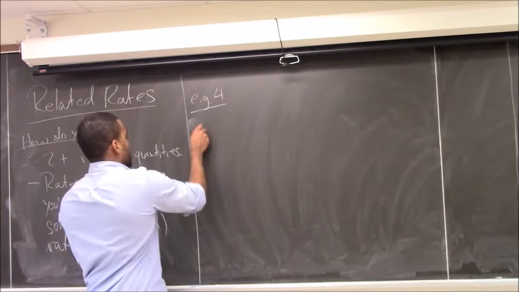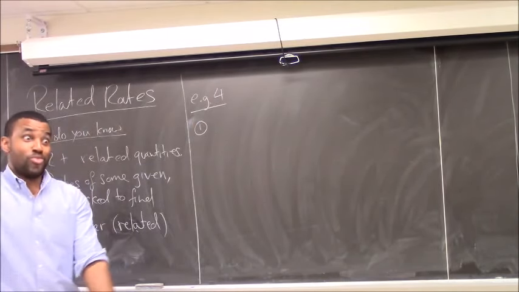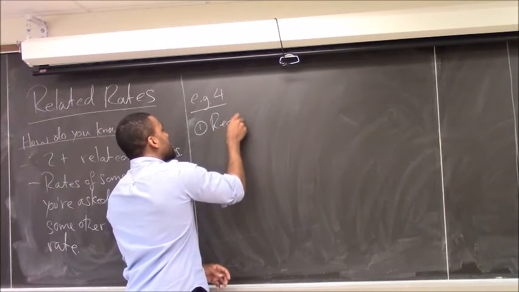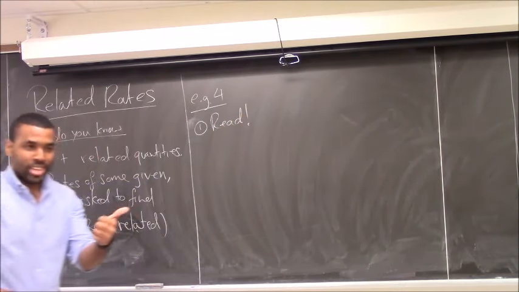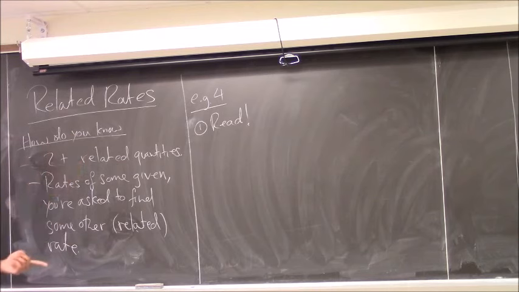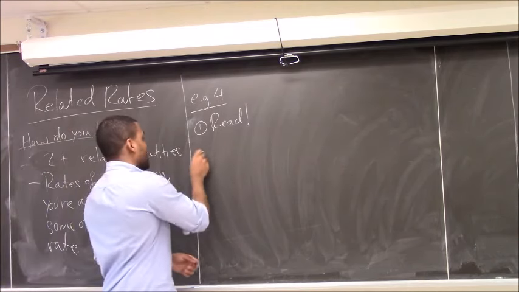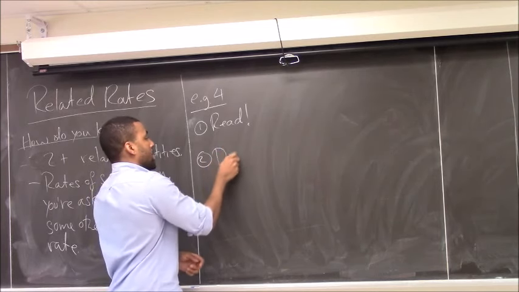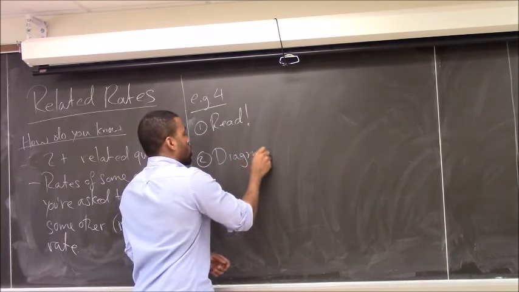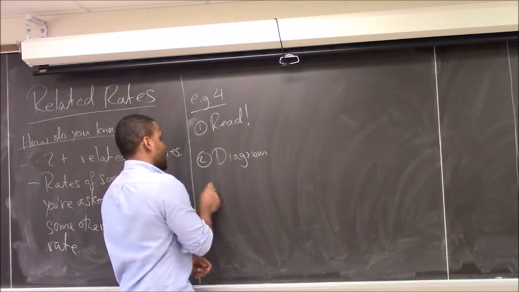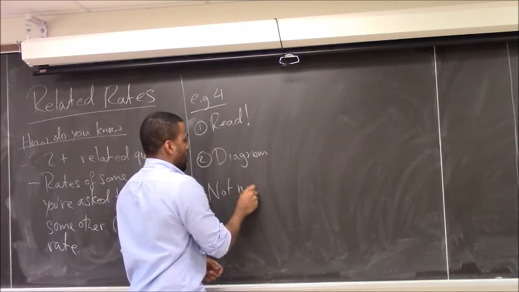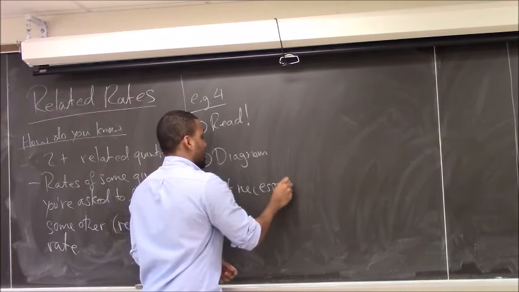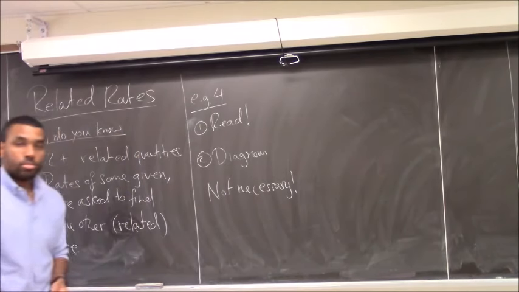So what's the first thing we do in a related rates problem? Read it. We read it, right? We need to first realize that it's a related rates problem by seeing if this is the situation we have. And 2, we need to be able to pick out the important information. What's the second thing? Draw a diagram. Draw a diagram, if possible or necessary. In this case, not necessary. Why? They give you the formula.